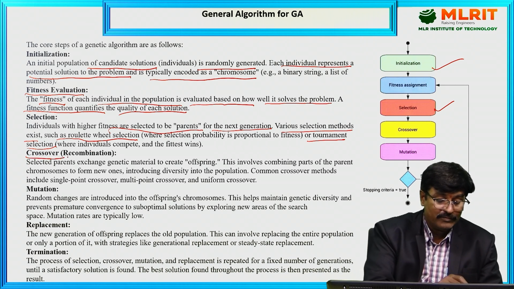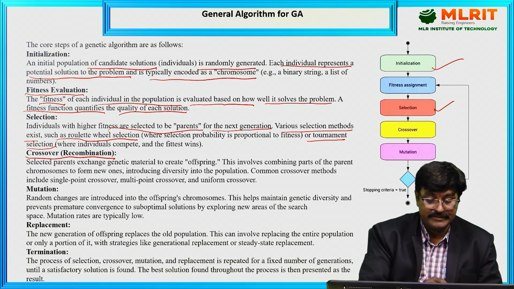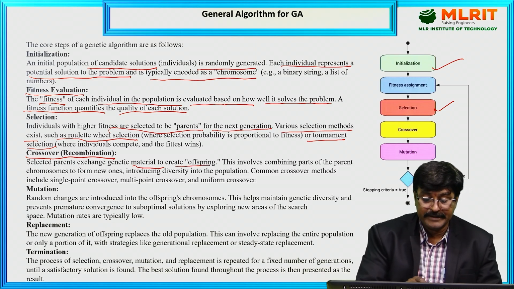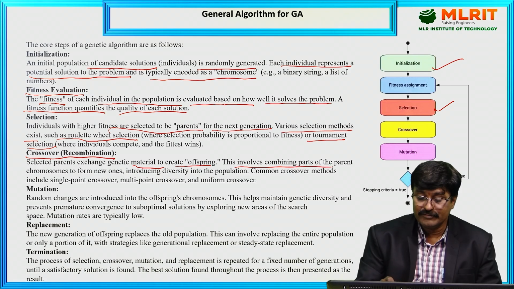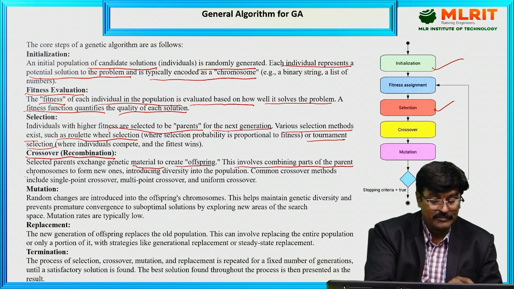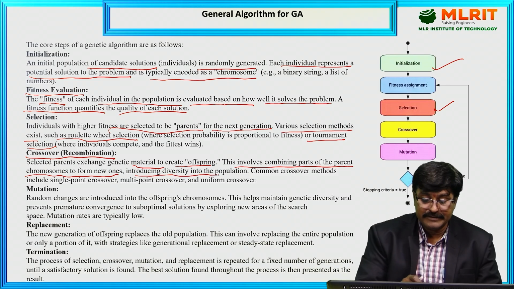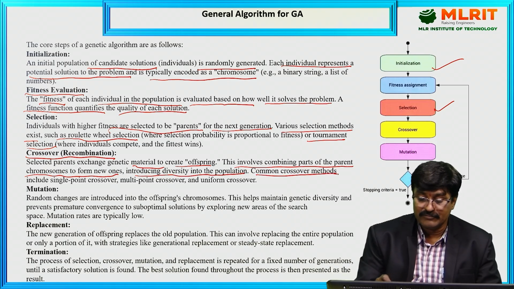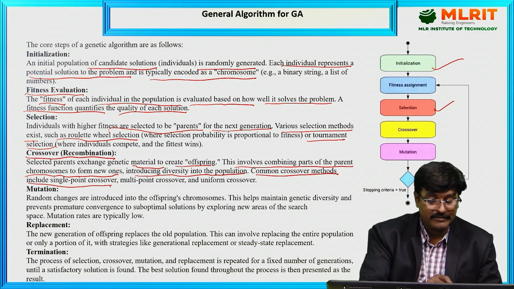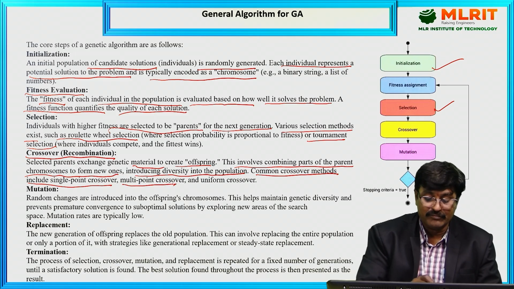Then crossover, which is also called recombination. Selected parents exchange genetic material to create offspring. This involves combining parts of parent chromosomes to form a new one, a child node, introducing diversity into the population. Common crossover methods include single point crossover, multi point crossover, or uniform crossover. There are various crossover combinations out there.